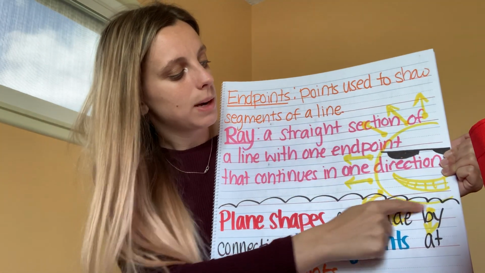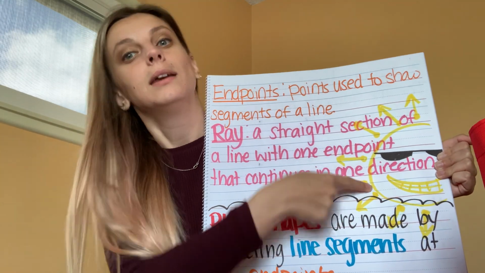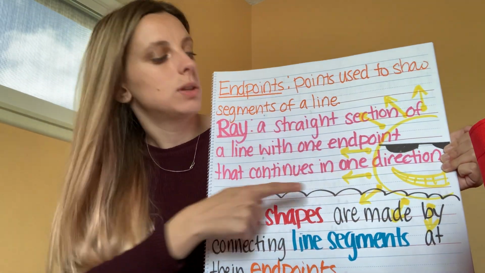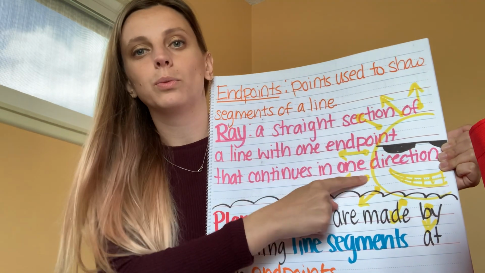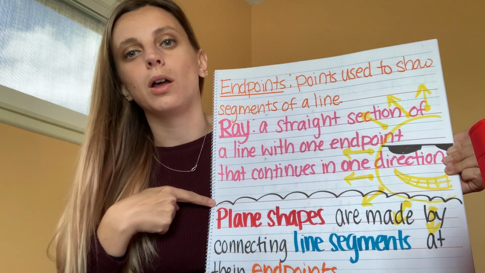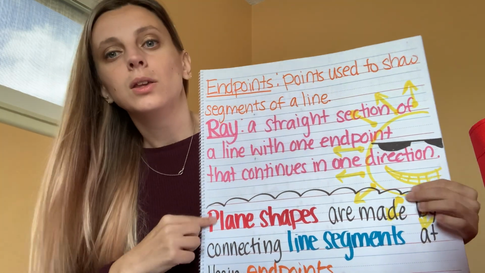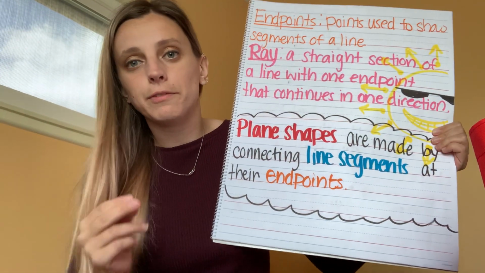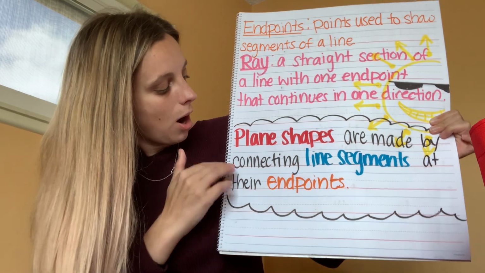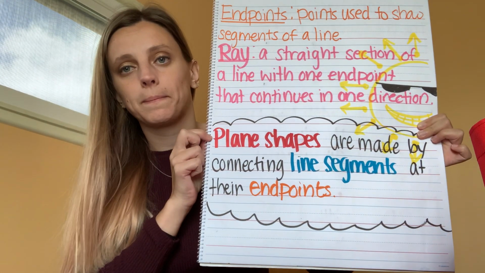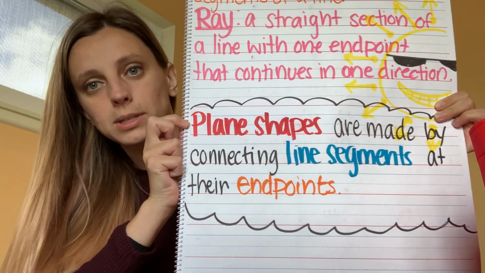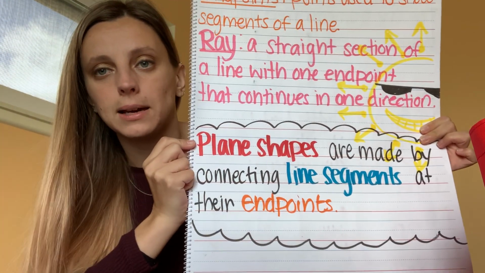So if we think about the rays of the sun, they start at the sun and then they go out from the sun. So they don't go into the sun. That wouldn't make sense. So we have an endpoint and then the rays flow outwards on and on and on. All right. So just to wrap up, our main idea for today is that plane shapes are made up by connecting line segments at their endpoints. All right. And if you take one thing away from today's lesson, let it be this big idea.